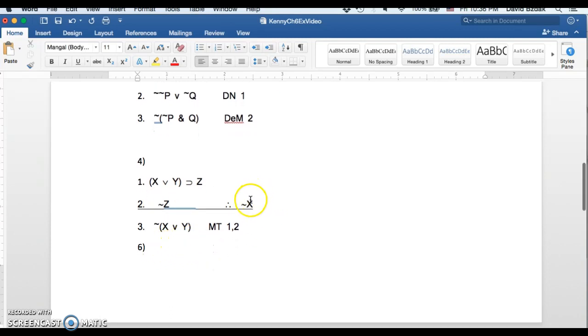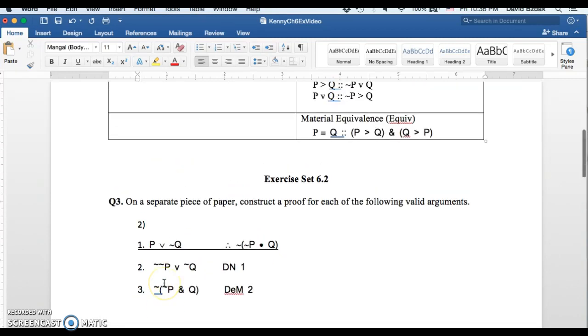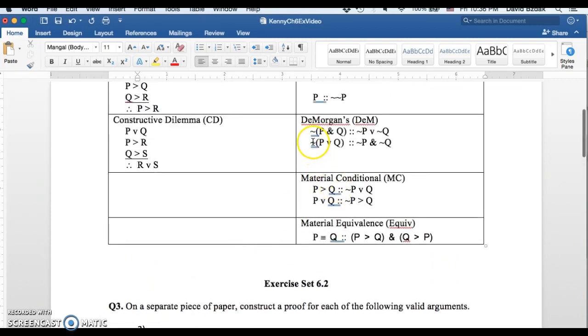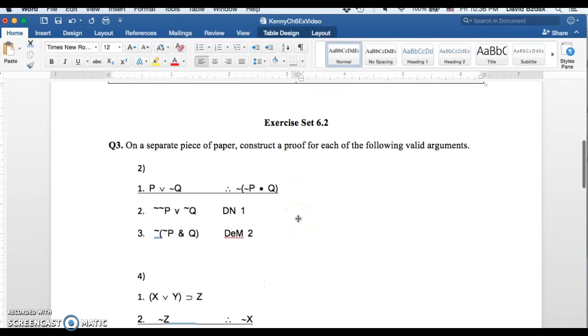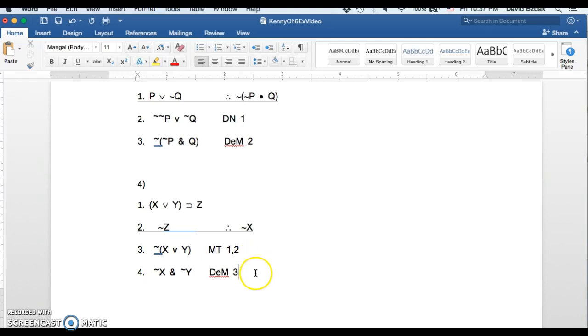Alright, now we need to get not X by itself. So again, now if you look at this not X or Y, we have something that looks like this. So we can apply the De Morgan's rule to it, and that'll give us not X and not Y. The substitution rules are always going to have one number because they apply to single sentences.